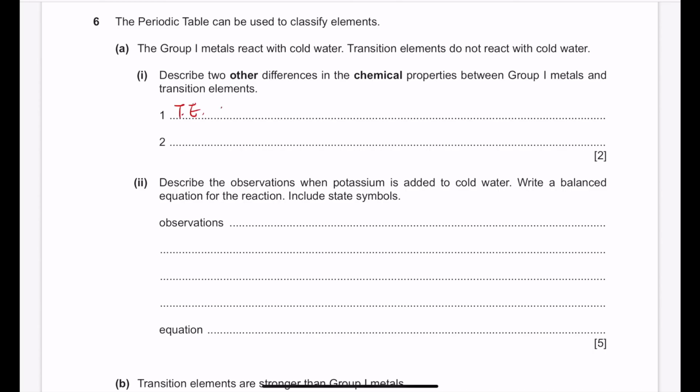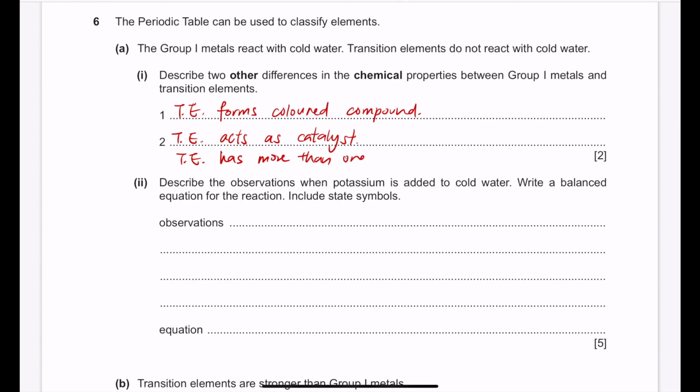Remember, transition elements form colored compounds. What else? Transition elements can act as catalysts, but group 1 cannot. Okay. What else? Transition elements have more than 1 oxidation state. So you see, any of these are the differences in terms of chemical properties.